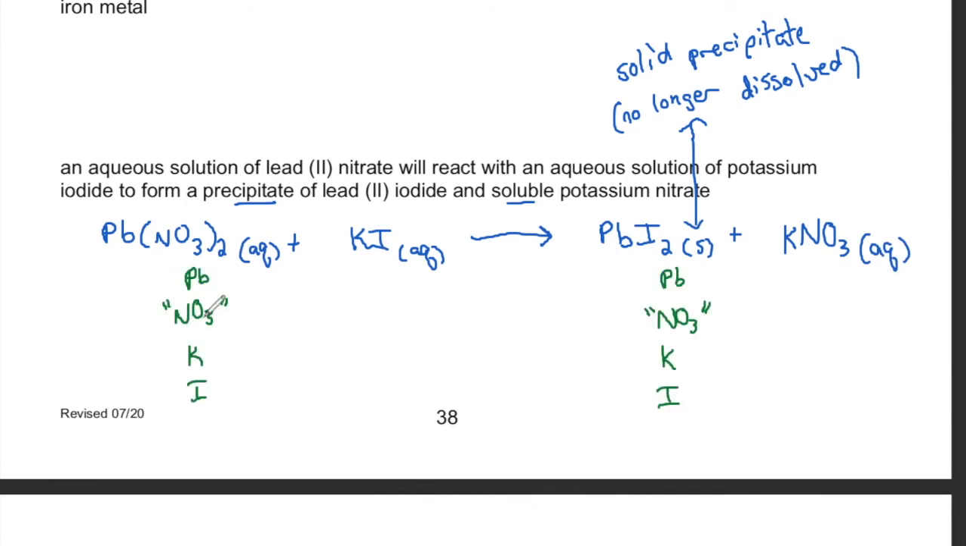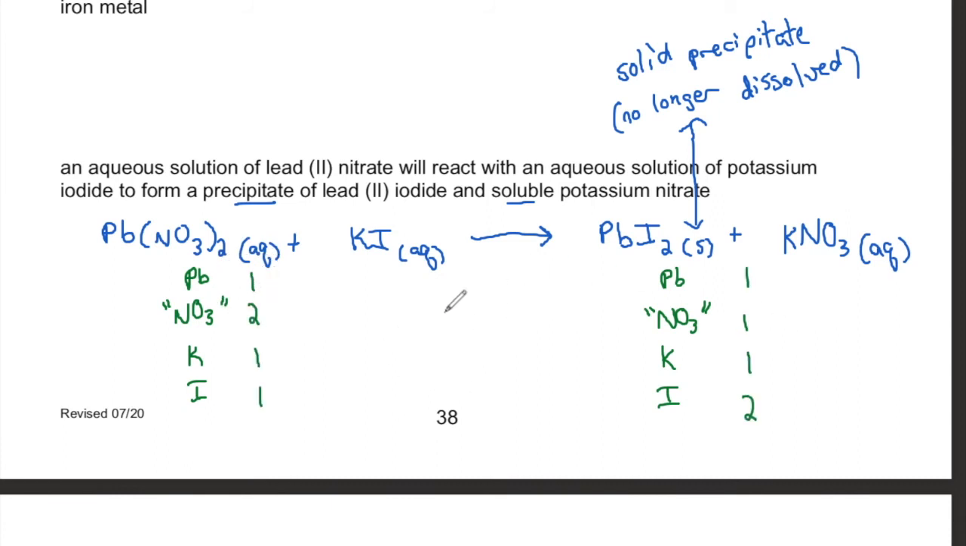All right, I'm going to balance the nitrate together as a polyatomic ion because we have nitrate together on the left and on the right. It doesn't change. The nitrogen and oxygen don't separate from each other or become anything else. So we can treat it as a unit.